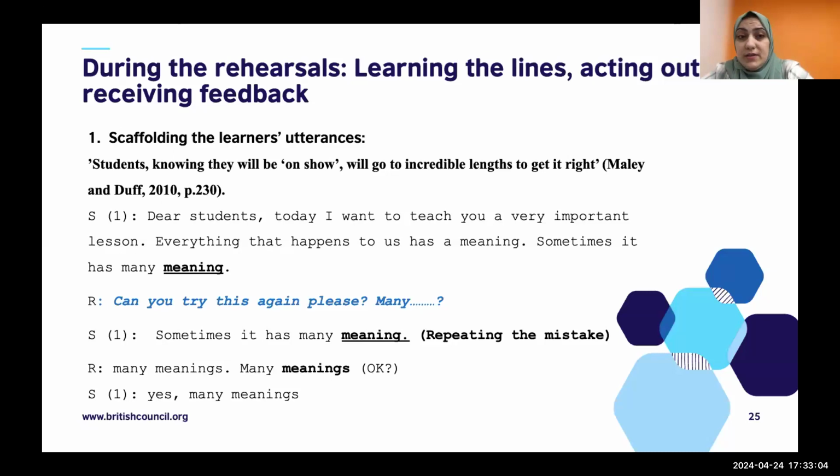Student 1 was saying, dear students, today I want to teach you a very important lesson. Everything that happens to us has a meaning. Sometimes it has many meanings. Sorry, the student said, sometimes it has many meanings. And the teacher director said, can you try this again, please? Many. And the student said again, sometimes it has many meaning. So the student repeated the mistake again. And the teacher said, many meanings, many meanings. Okay? And the student said, yes, many meanings.